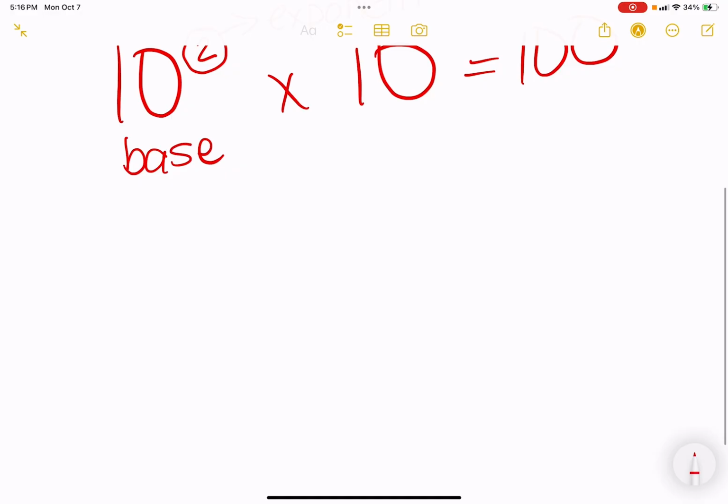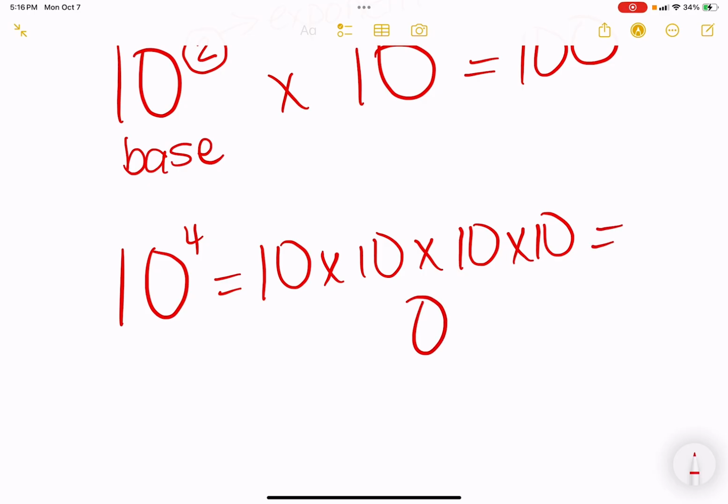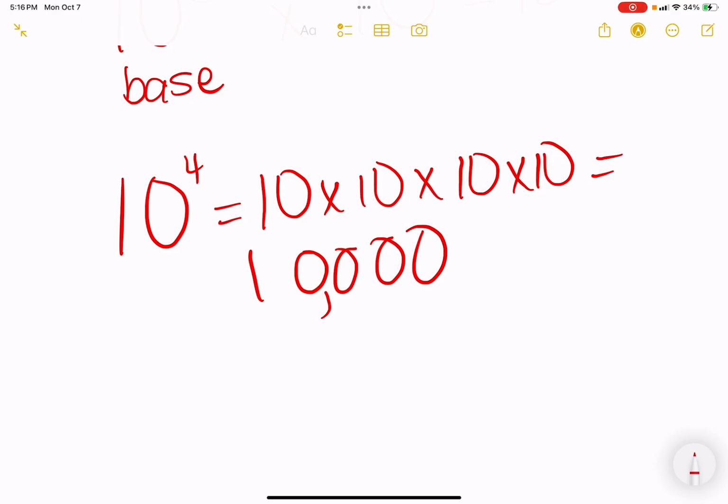So once again, we have the base of 10, and let's say our exponent is 4. That means I'm going to multiply 10 four times. So it will look something like this, and my answer would be 10,000. Now, I also reiterated to my students that this little buddy up here indicates how many zeros are going to be in our answer.